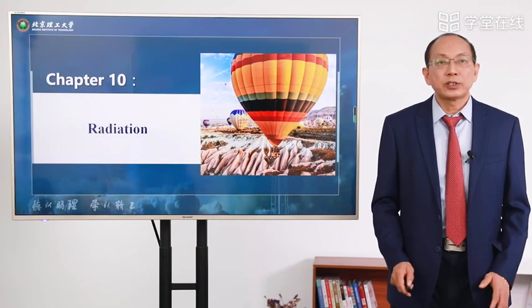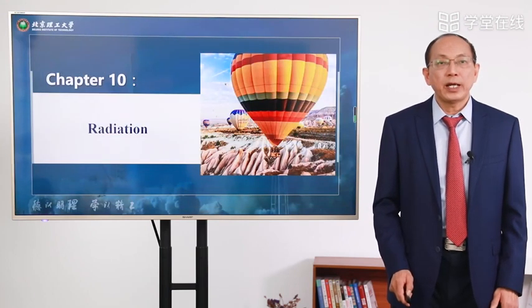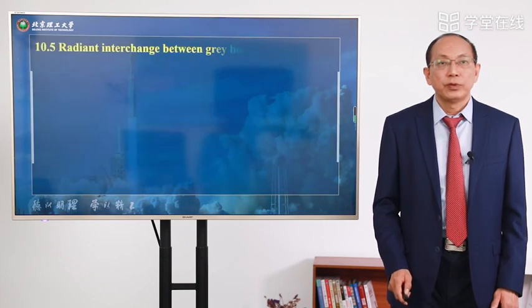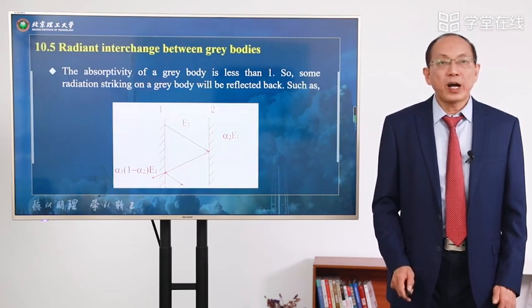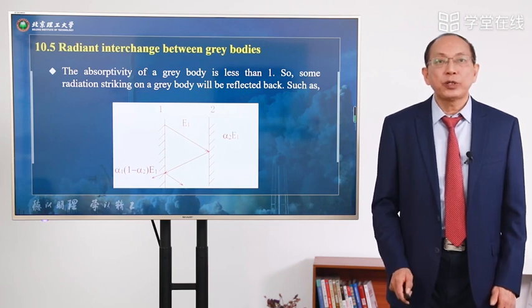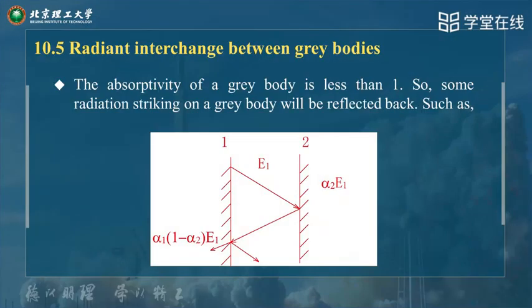Let's continue studying Chapter 10, Radiation. Section 5, Radiant interchange between gray bodies. The absorptivity of a gray body is less than 1, as we know. So, some radiation striking a gray body will be reflected back.